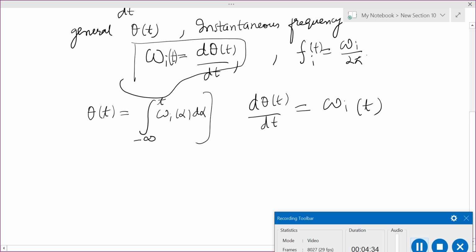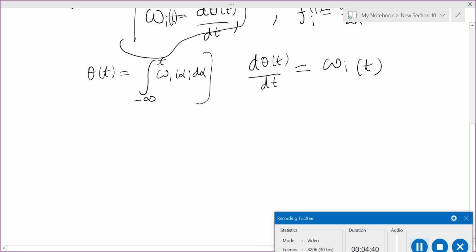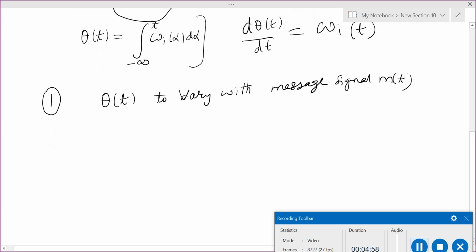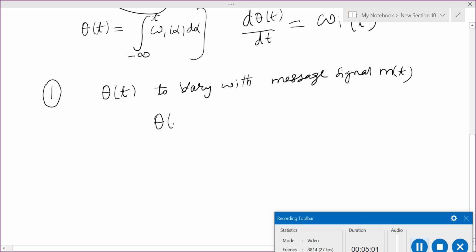Okay, so now if we make this theta of t vary directly with a message signal, this is the case 1. If we make this theta of t vary with message signal m of t, that is we can write theta of t equal to omega c t plus some constant, okay, there will be some phase lag, plus some constant kp times m of t.